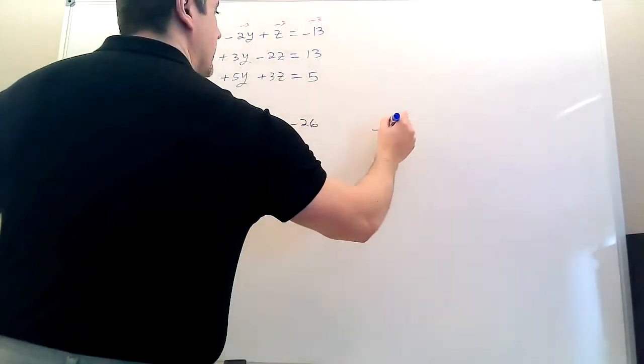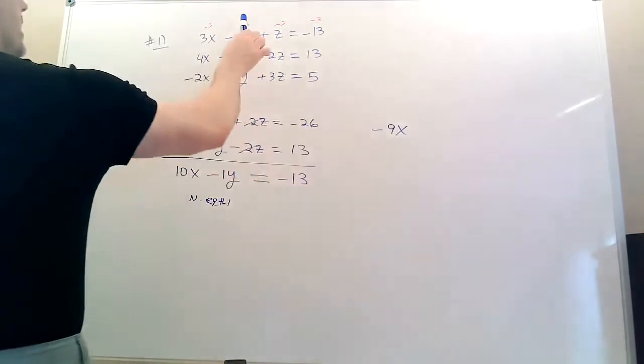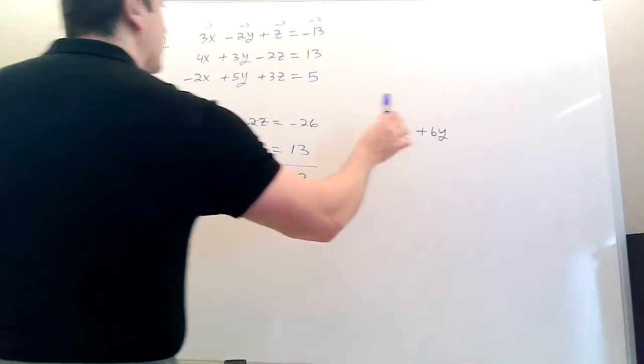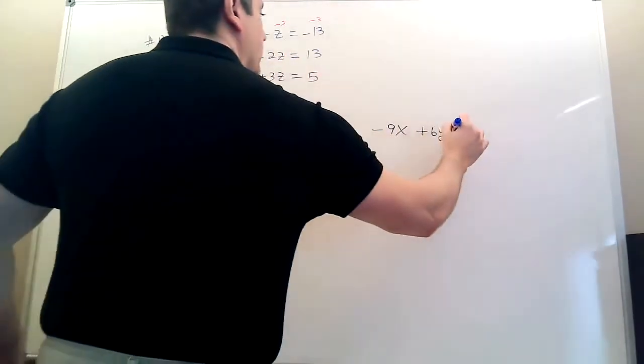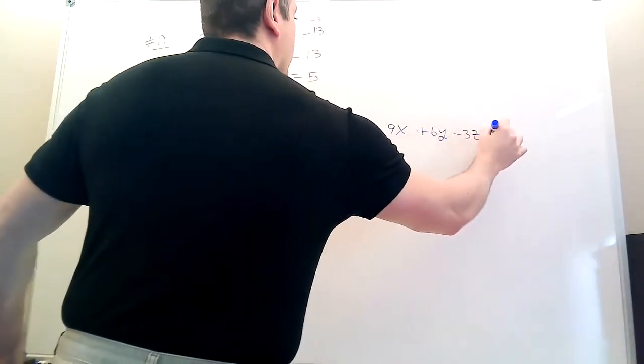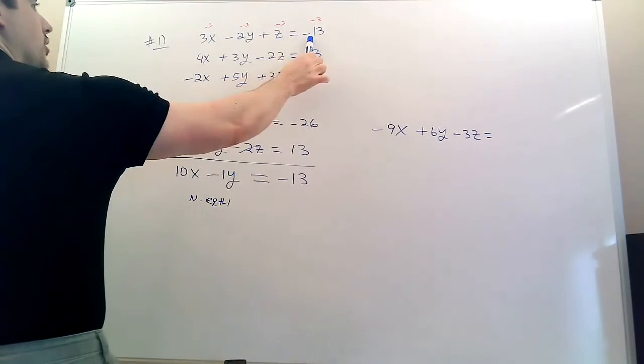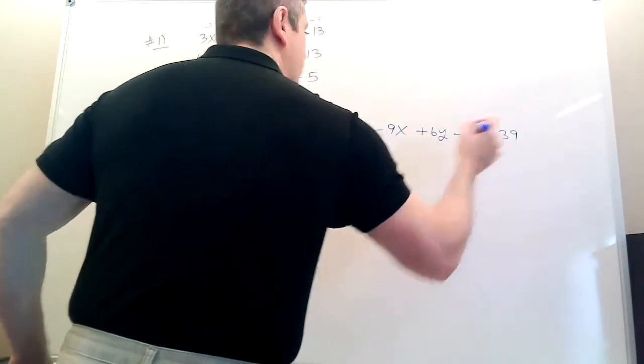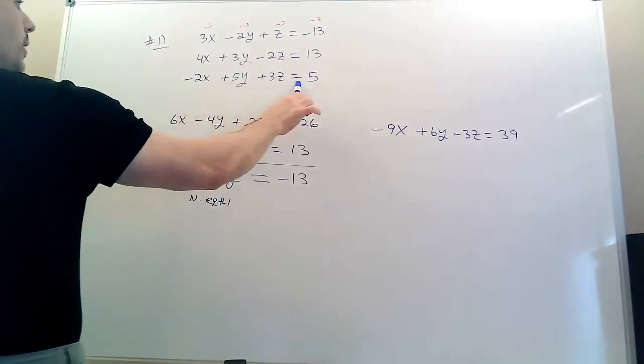3 times negative 3 is negative 9. Negative 3 times negative 2 is positive 6. A negative 3 times 1 is negative 3. That's exactly what I wanted there. And then negative 3 times 13. That's 39. Negative and negative is positive. So I get a positive 39. Then you're going to take the equation on the bottom.